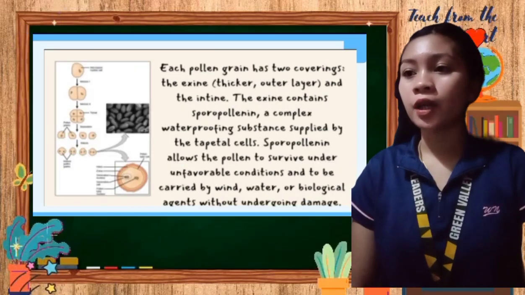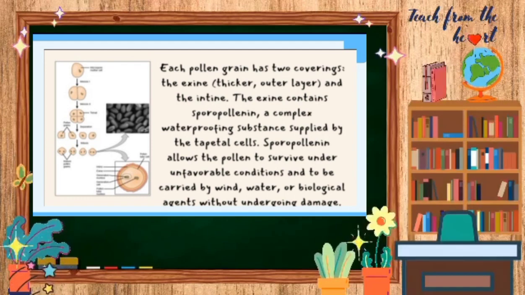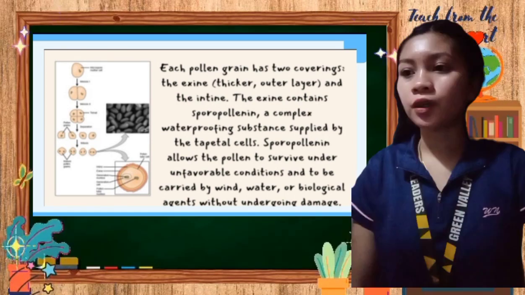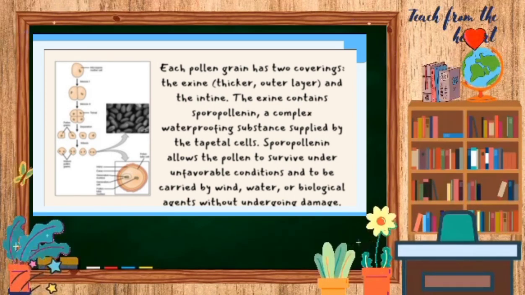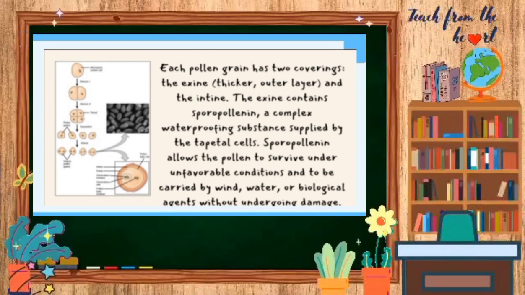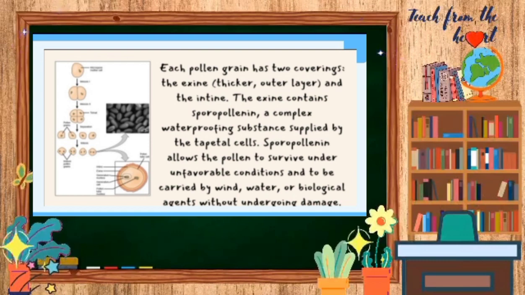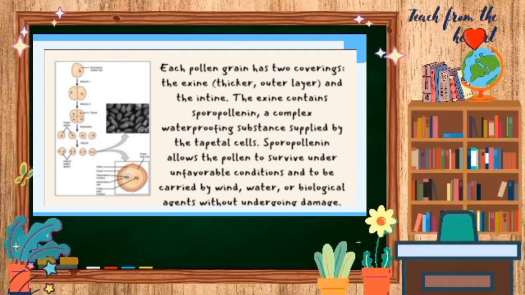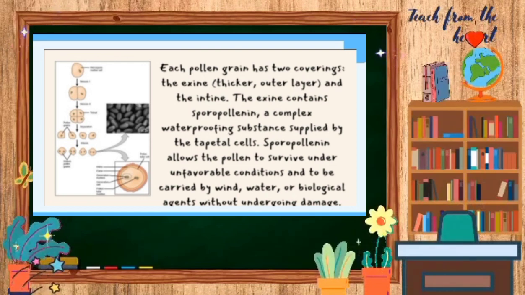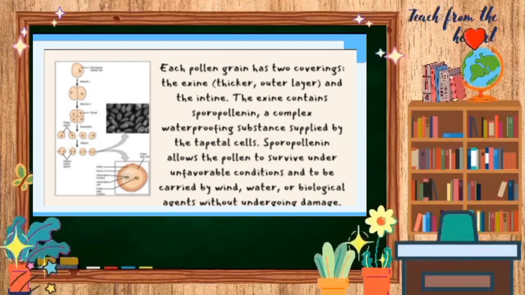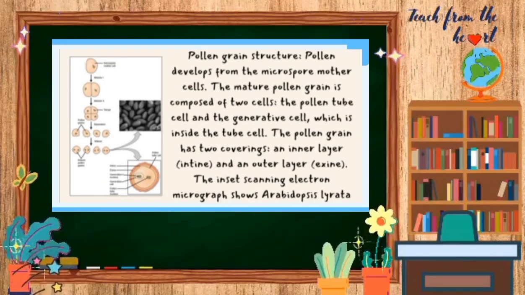Each pollen grain has two coverings, the exine, a thicker outer layer, and the intine. The exine contains sporopollenin, a complex waterproofing substance supplied by the tapetal cells. Sporopollenin allows the pollen to survive under unfavorable conditions and to be carried by wind, water, or biological agents without undergoing damage.